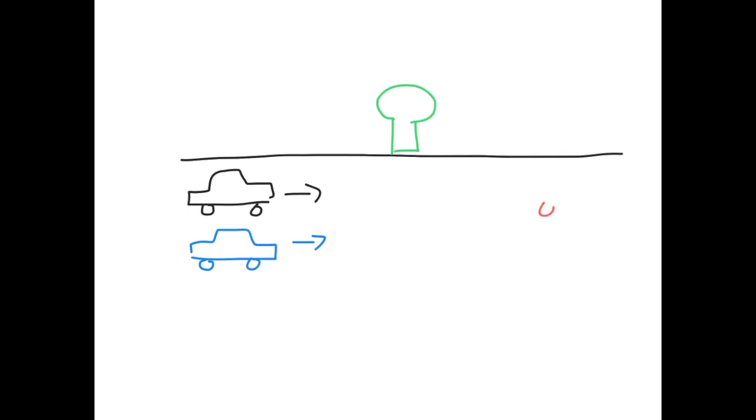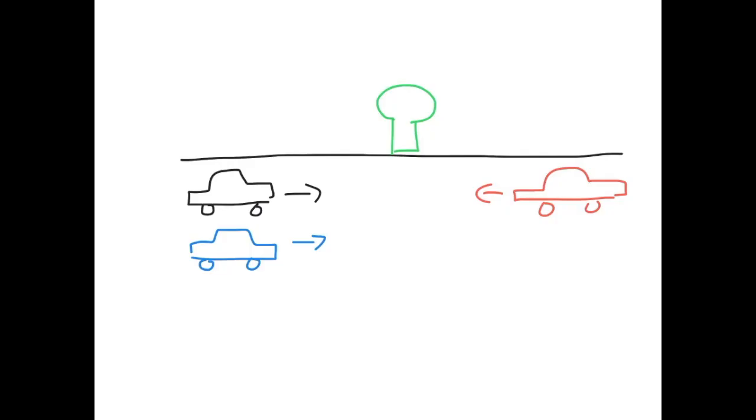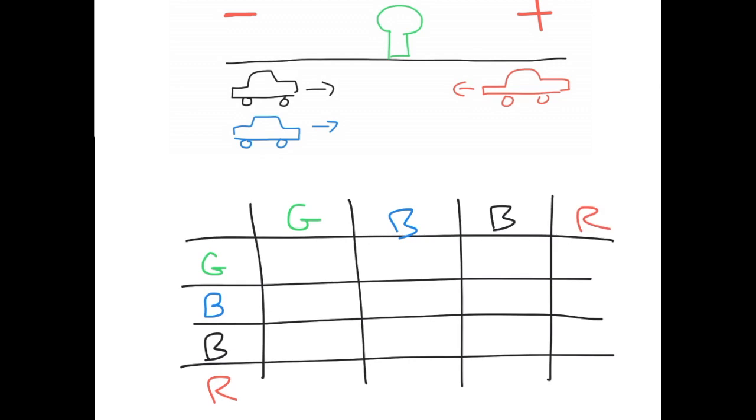Suppose we have a black car that is going forward at 30 miles per hour. In the next lane, we have a blue car also going forward at 30 miles per hour. Up ahead, we have a tree that is not moving. The tree is green. And further up ahead, we have a red car coming toward the first 2 cars. How does every observer perceive the motion of everyone else? Let's agree that stuff moving to the right is positive and stuff moving to the left is negative. Let's organize our thoughts with a chart.